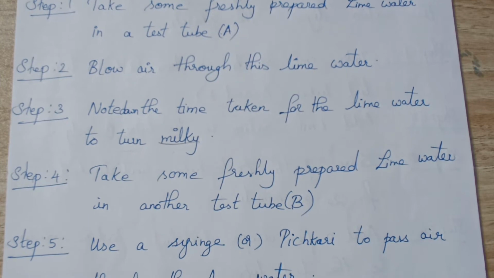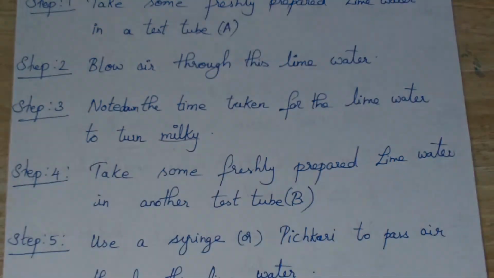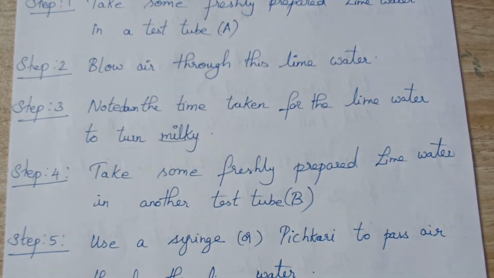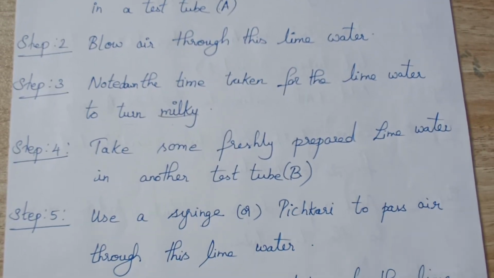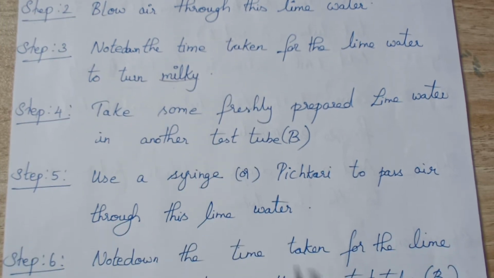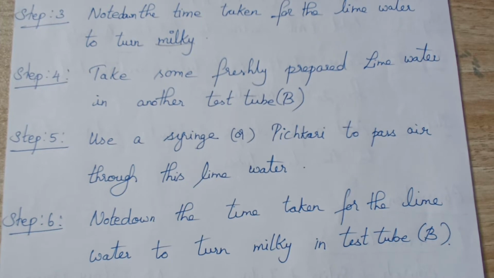Now you are going to use a syringe or pichkari, that is a pump-like structure. If you want to blow a balloon, you can use a pump. So you can use a syringe or pichkari to pass air through this lime water. You are going to take freshly prepared lime water in another test tube and pass the air through the syringe or pichkari. For this also you are going to note down the time taken for the lime water to turn milky in test tube B.